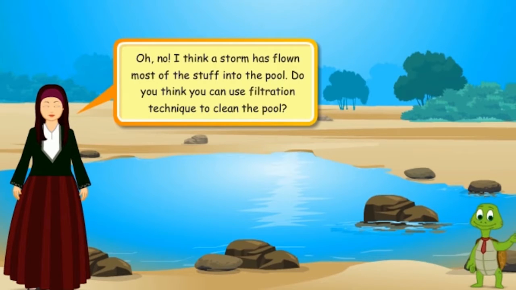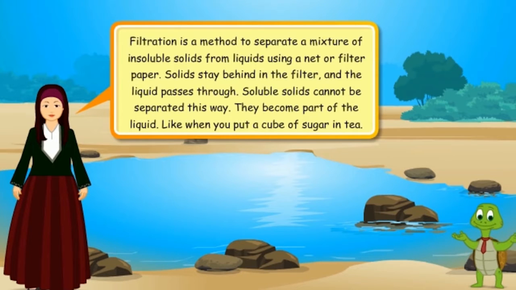Oh no, I think a storm has flown most of the stuff into the pool. Do you think you can use filtration technique to clean the pool? Filtration is a method to separate a mixture of insoluble solids from liquids using a net or filter paper. Solids stay behind in the filter and the liquid passes through.